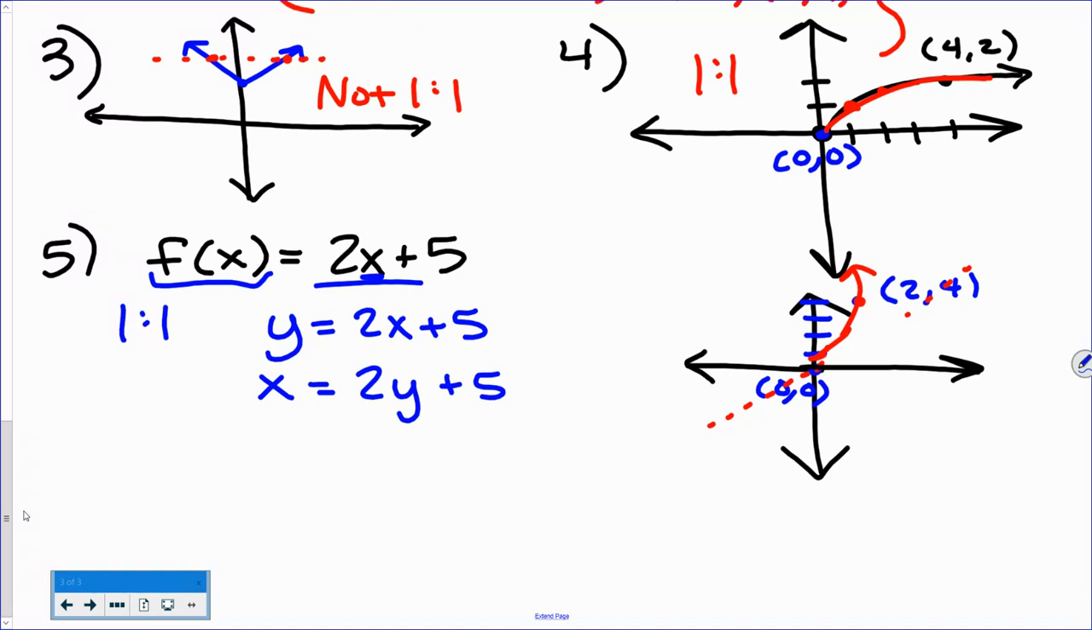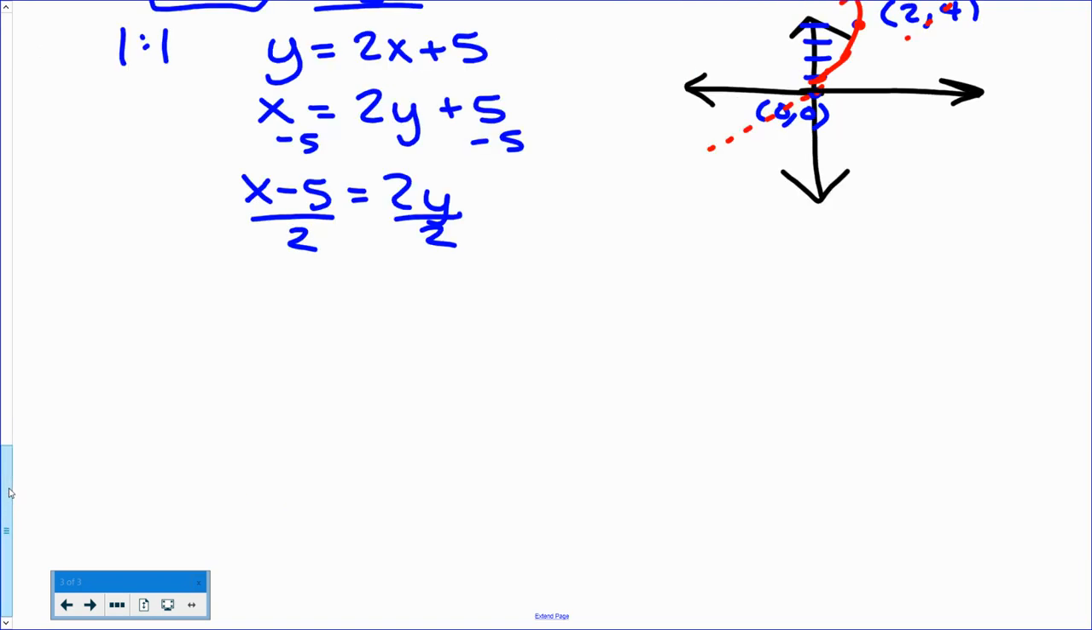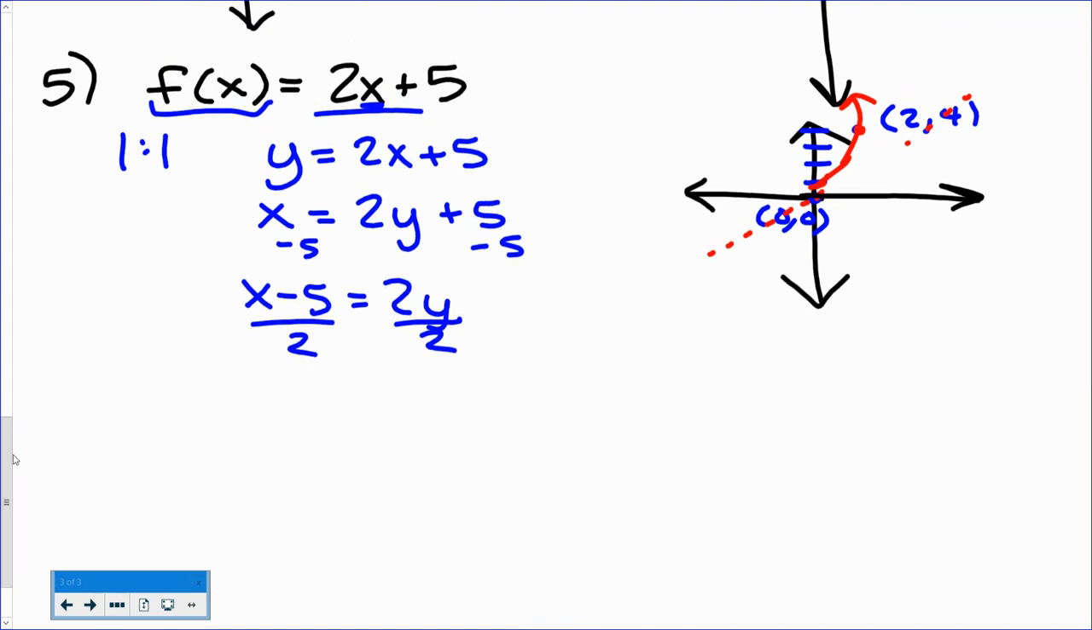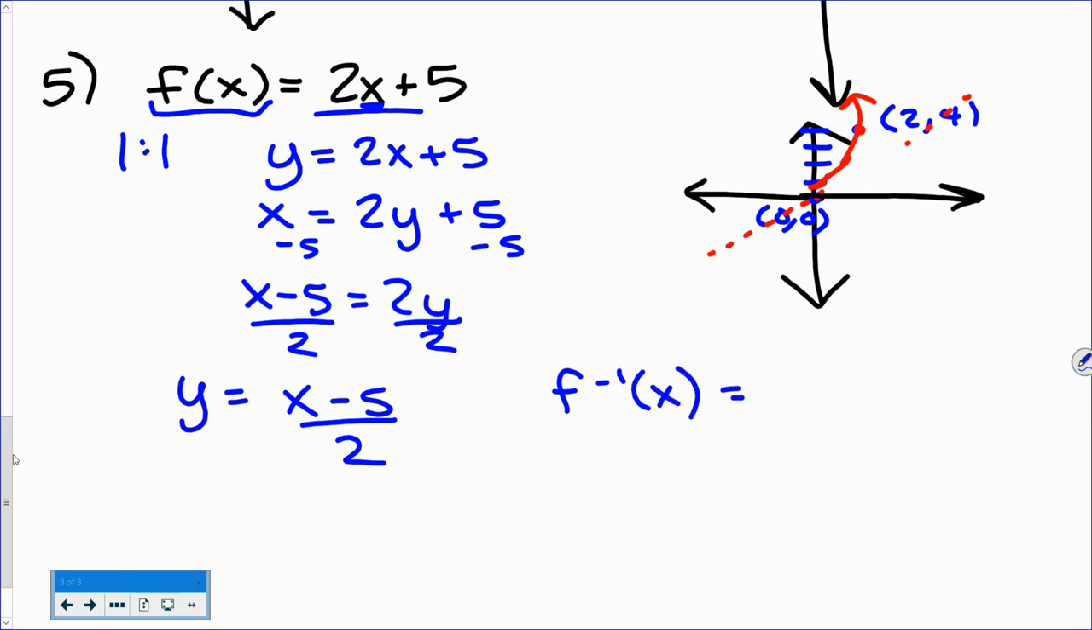Okay, so I'll subtract 5 from both sides. Basically, for the inverse, you have to undo everything. So 2 is multiplying that now y. I must divide by 2. All right, so my equation would be y equals x minus 5 over 2. Math Excel is going to write your f inverse of x, what is it equal? That's how they'll write it. And then you will fill it in as that fraction, x minus 5 over 2.